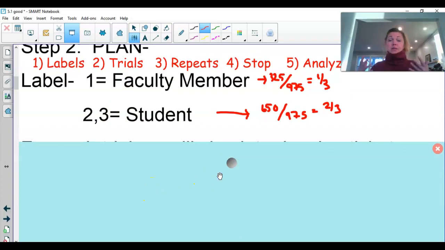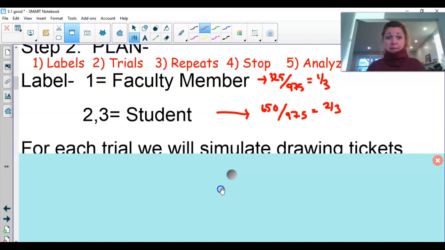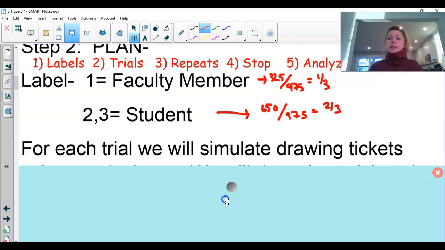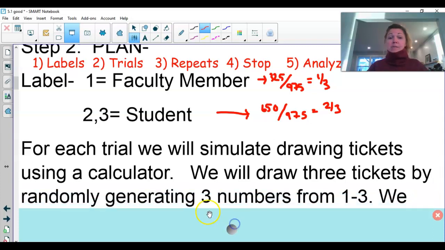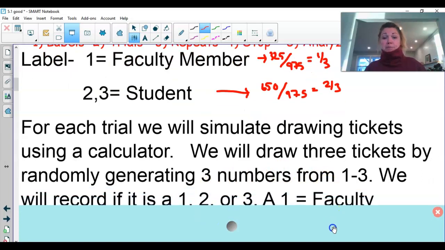Now we want to simulate a big jar with those 975 tickets and simulate pulling out tickets. I'm now going to teach you how to use the calculator to generate random numbers. For each trial, we will simulate drawing tickets using a calculator. We could use a random number table as well, but I want to show you the calculator. I've already taught you how to use the random number table. We're going to draw 3 tickets, so we're going to simulate that by randomly generating 3 numbers from 1 to 3.